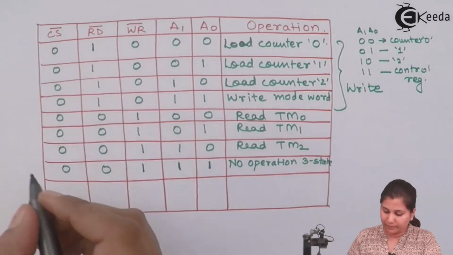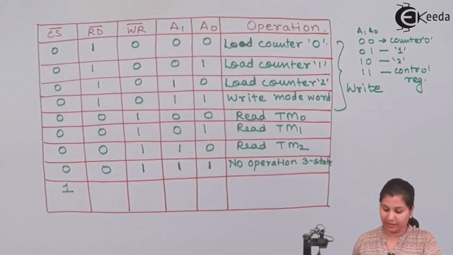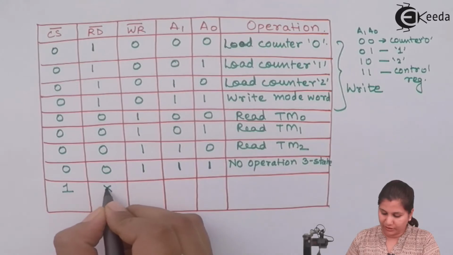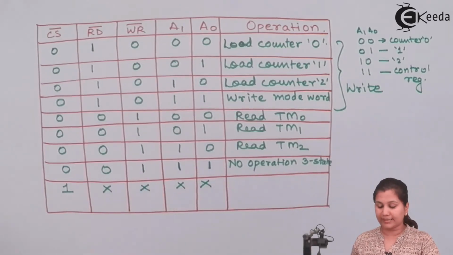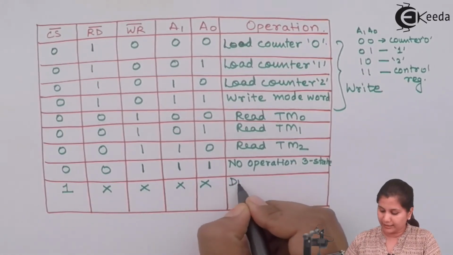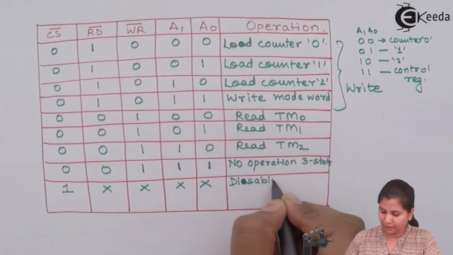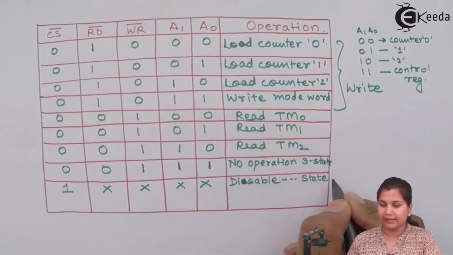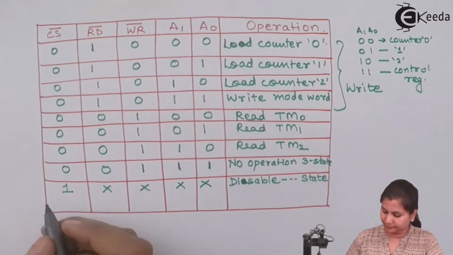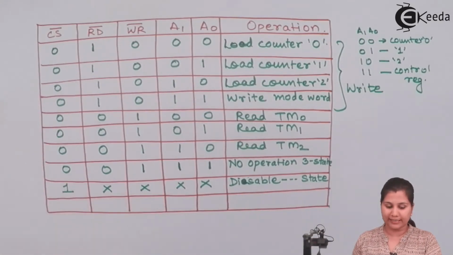Now next, if the chip select signal is 1, it means that the chip 8253 is not selected, and whatever will be the value of read, write, A1, A0, the chip is not selected. So we can say that the operation is that the chip is disabled, and the buffer is in the high impedance state, because the chip select signal is 1, so the chip is not selected here.